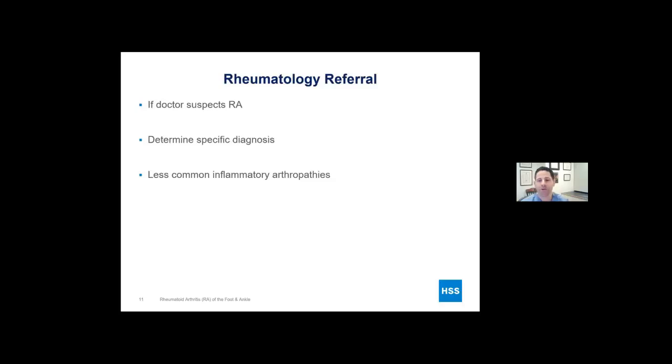Your doctor may refer you to a rheumatologist if he or she suspects RA. Although your symptoms and the results from a physical examination and tests may be consistent with RA, a rheumatologist will be able to determine the specific diagnosis. I'm sure most of you all have rheumatologists. There are other less common types of inflammatory arthritis that will be considered. So it may not be RA, it could be something else.